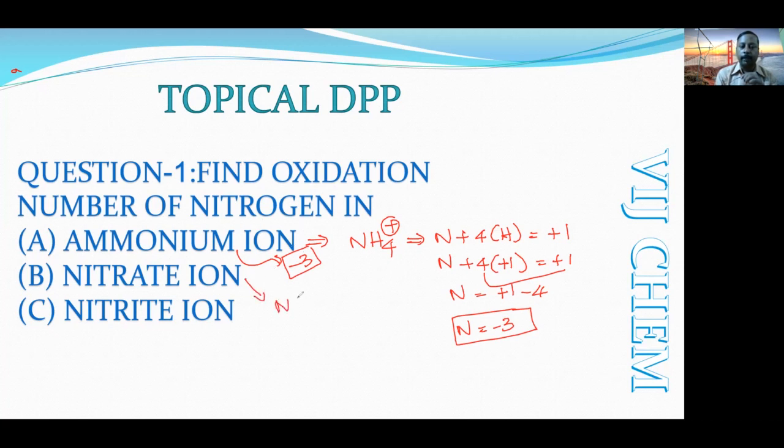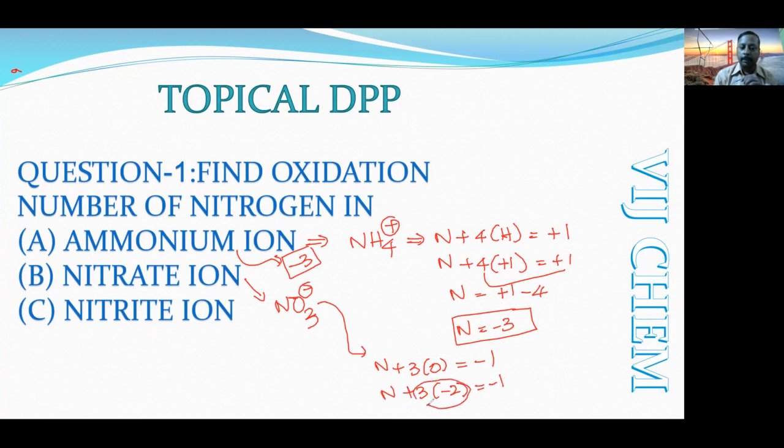These are all things we have discussed in the very first sessions of our batch. So nitrate will be NO3 minus. Here, what will I write? Nitrogen plus 3 into oxygen should be equal to -1. I have to find out nitrogen. The oxidation number of 3 into oxygen will be -2, so it is equal to -1.